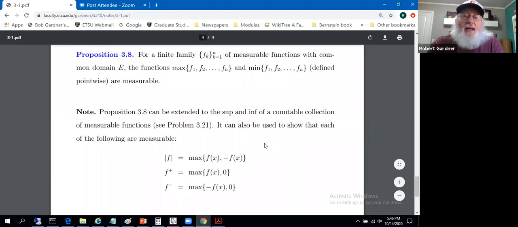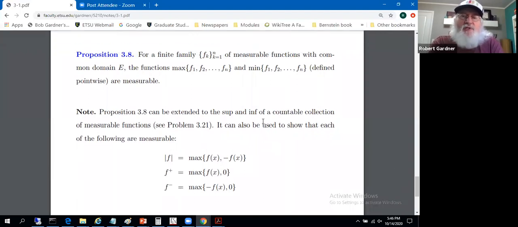Proposition 3.8 can be extended to sups and infs. That might lead to some extended real values, for sure. Sups and infs can be extended real numbers. But the result also holds for sups and infs of countable collections of measurable functions. So if we have a countable collection of measurable functions, the sup of that collection, dealt with pointwise, and the inf, dealt with pointwise, are also measurable functions. It's an exercise, 3.21.